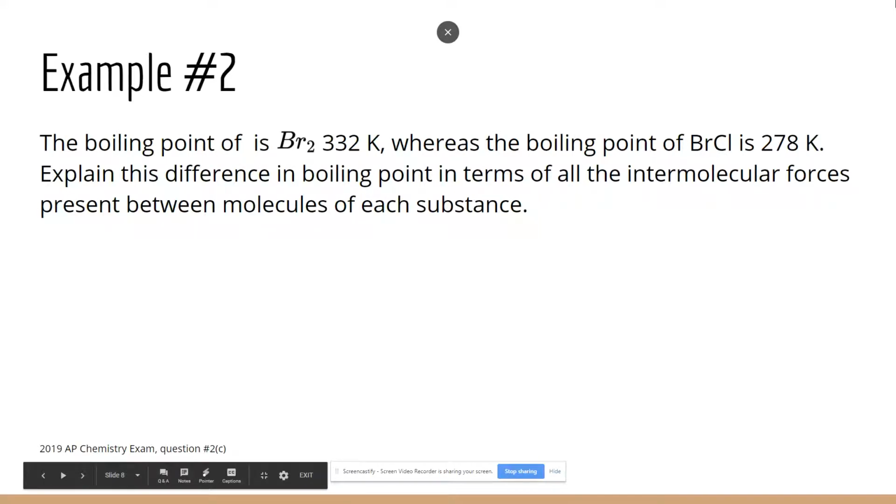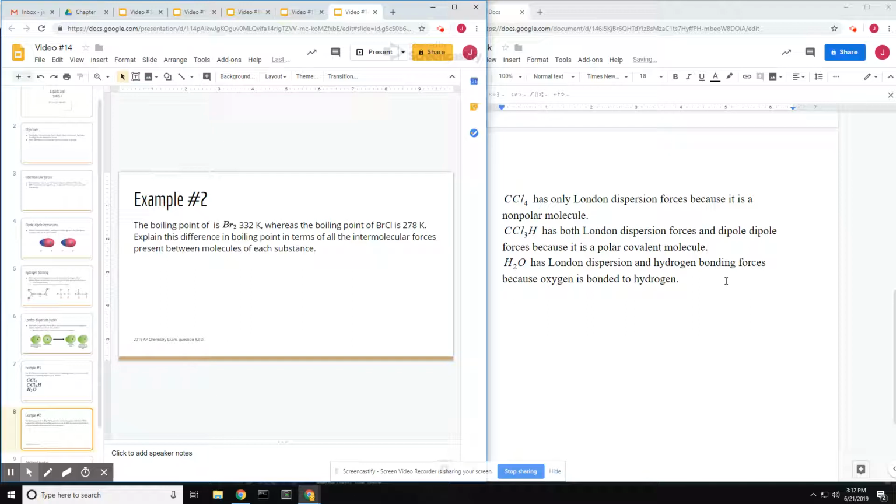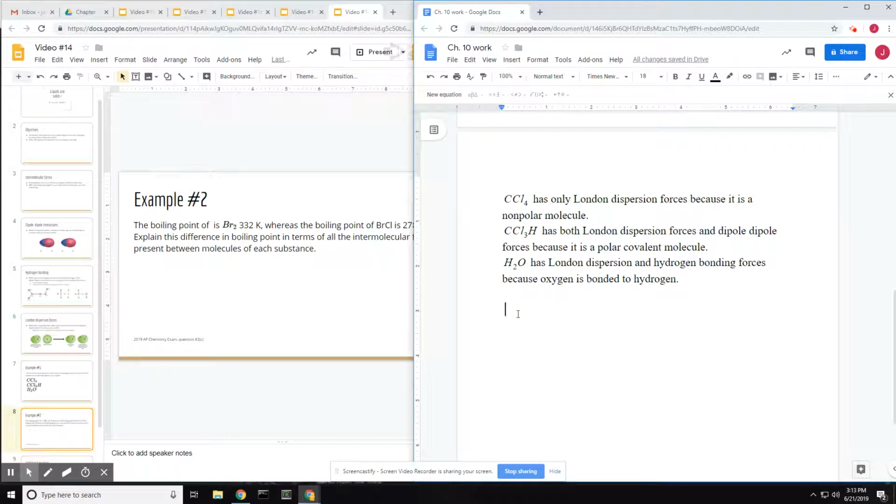Pause here. So this is actually straight up from an AP exam. I'm going to walk through this one with you. The question gives the boiling point. A higher boiling point needs higher intermolecular forces. And then it's asking for you to explain why.